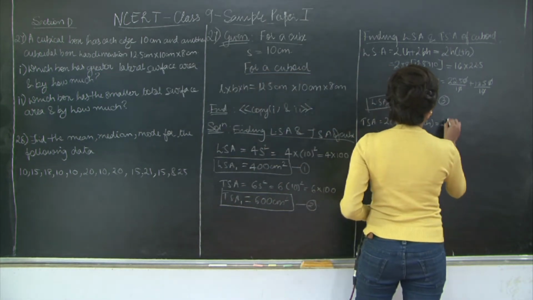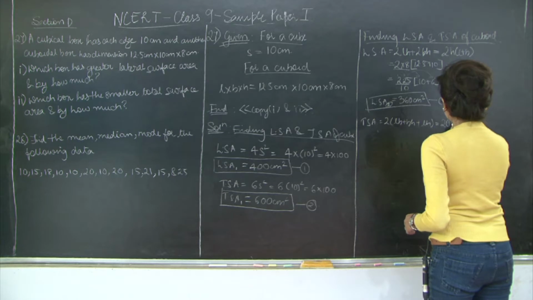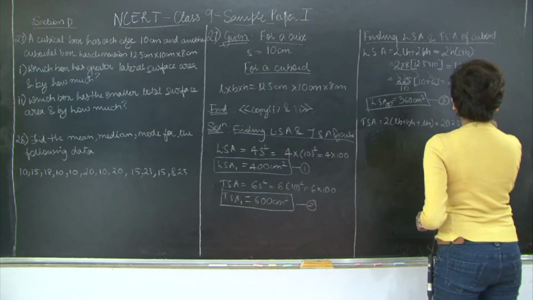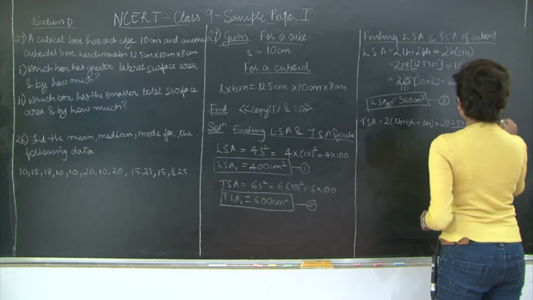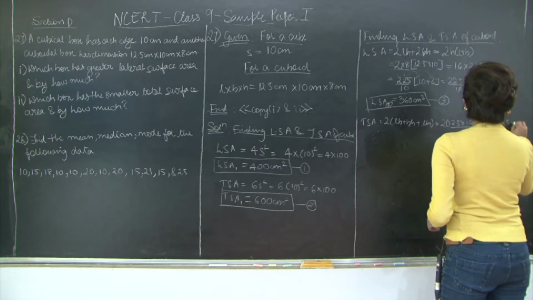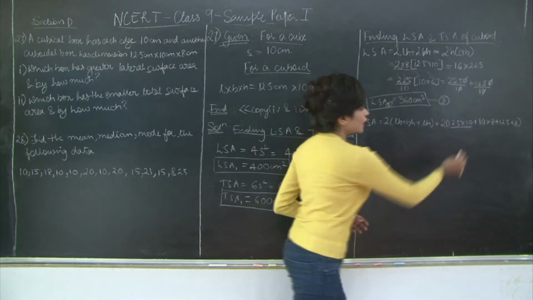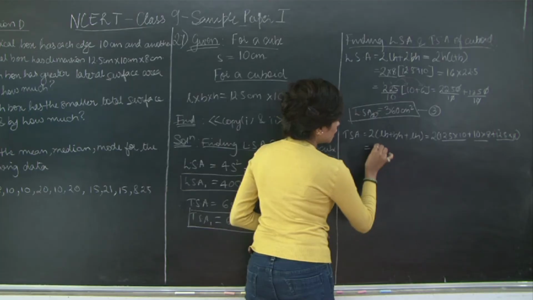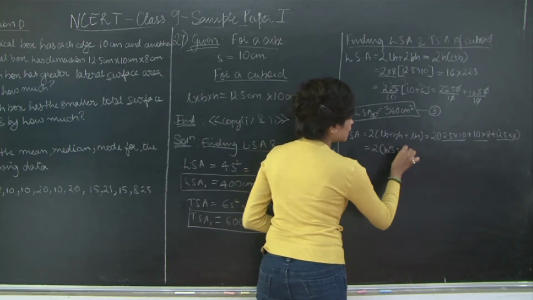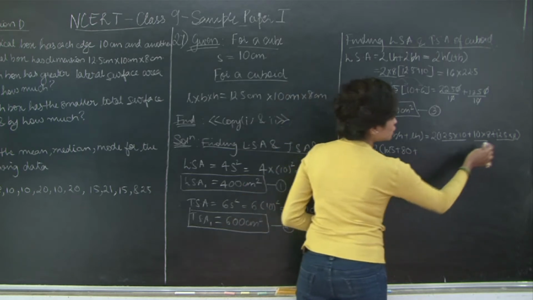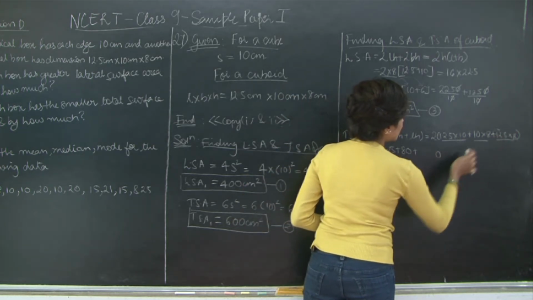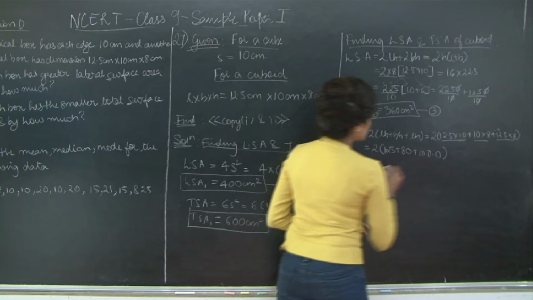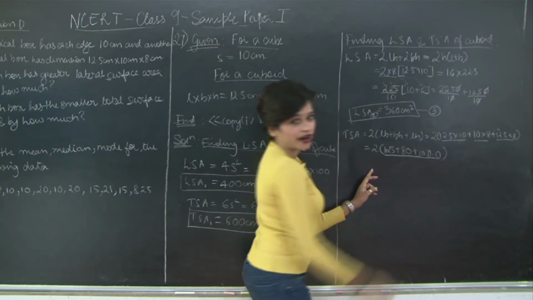So this is going to be 2, length is 12.5, and breadth is 10, plus breadth into height, so 10 into 8, plus length into height, which is 12.5 into 8. So now we are going to follow the rules of BODMAS and solve this entire expression. You get 2 into 125 plus 10 into 8, which is 80, plus 12.5 into 8. So 8 5s are 40, 8 1s are 8, 8 2s are 16 plus 4 is 20, 8 1s are 8, 9, 10. So now you have to first solve the bracket inside, that is, you are going to add up these terms.